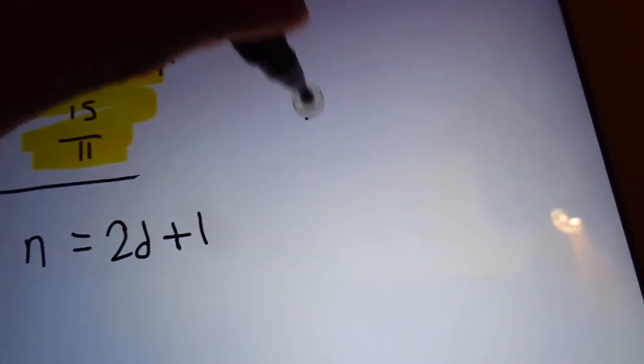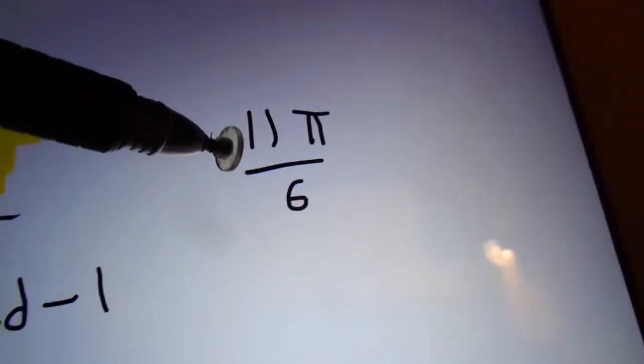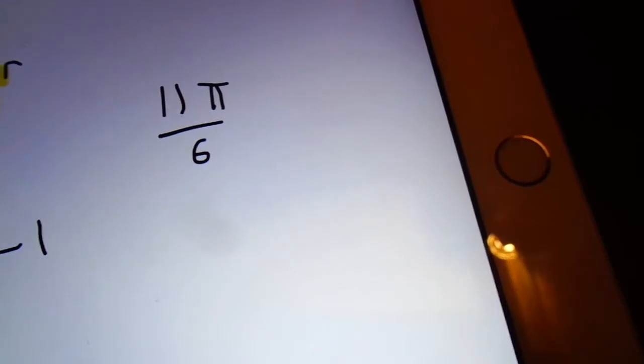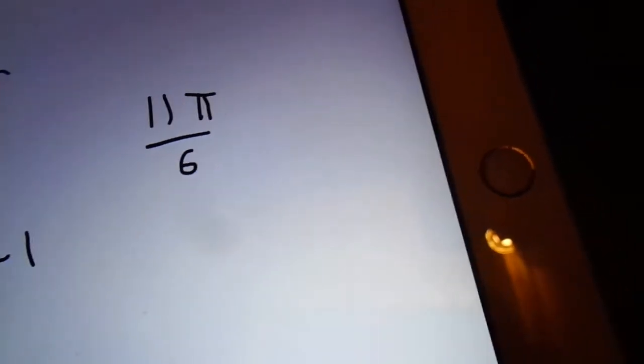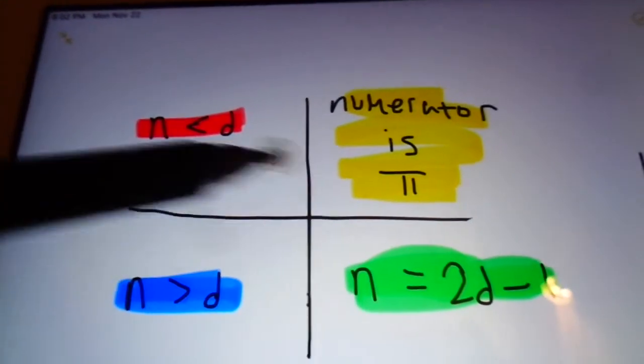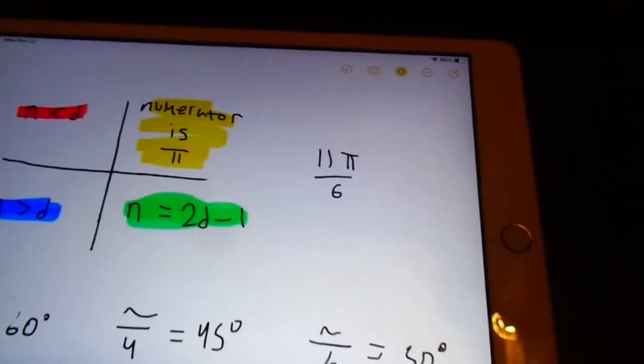So an example here could be 11 pi over 6. 6 times 2 is 12. Or sorry, that would actually be minus 1, not plus 1. 6 times 2, denominator times 2, that is 12, minus 1 is 11. So these are just rules so that you can always know what quadrant it's in. It might seem like a lot to remember, but if you just remember these things for radians, you can figure out problems with radians.